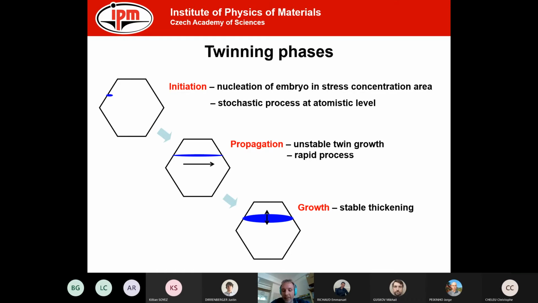It's a very rapid process, and the twin usually spreads through the whole grain, or until it just hits some obstacle. After this, there is the third stage, which is called growth or thickening. It's a kind of stable process where the twin grows in the direction perpendicular to the twin plane. This process is usually an order of magnitude slower than the propagation, so it's much easier to observe.